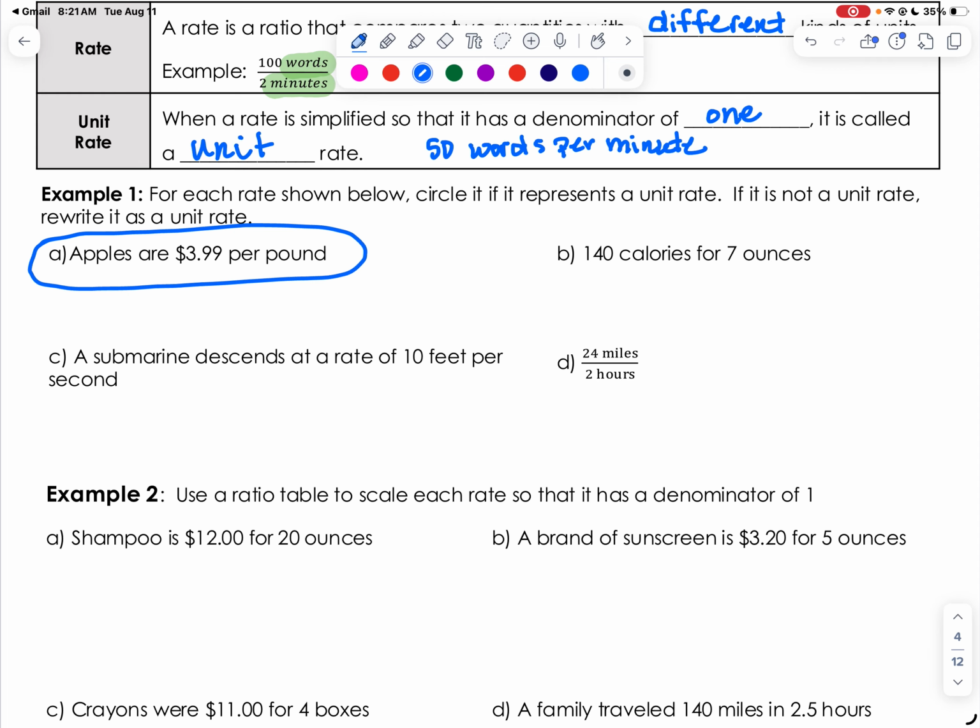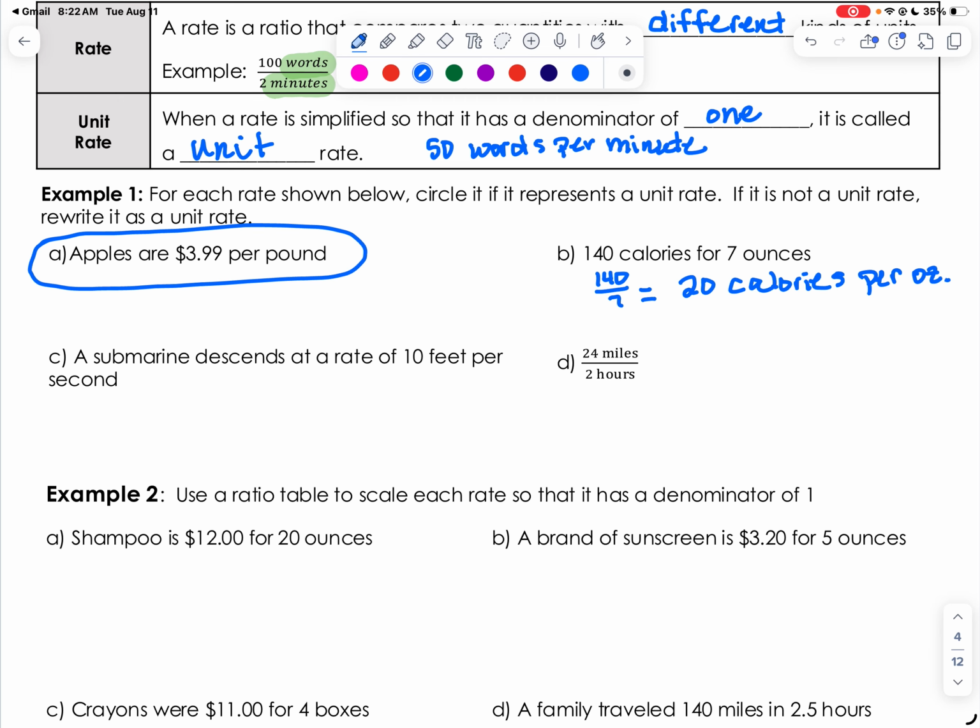Problem B, 140 calories for 7 ounces. Now this is a rate, but it's not a unit rate because for it to be a unit rate, we would have to know how many calories for 1 ounce. So if you take 140 and divide it by 7, that would be 20 calories per ounce. I'll just abbreviate ounces. Now it's a unit rate, all right?